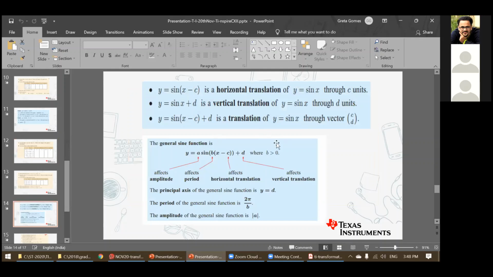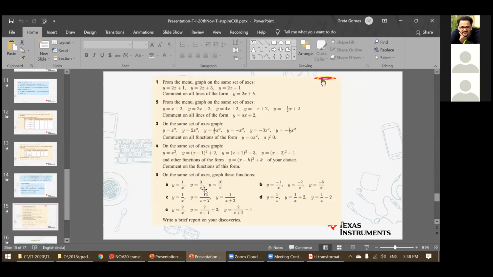So y is equal to sine of x minus c is a horizontal translation of y is equal to sine x. This is the vertical translation of y is equal to sine x. And y is equal to sine of x minus c plus d is a translation of sine x in the vector c, d. This is what I was telling you. So the movement of c affects the x-axis, and d affects the y-axis.